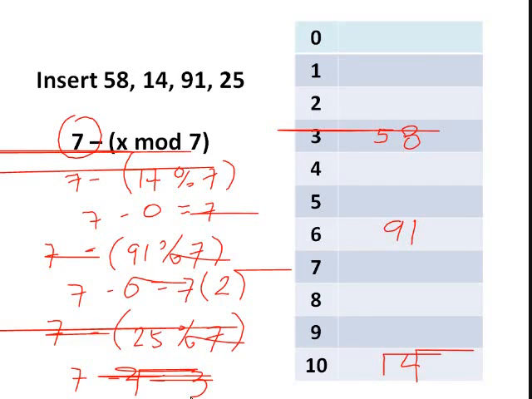Okay, then since the third cell from the supposed index is already occupied, and that's index 6, we multiply 3 by 2. So meaning to say, we will insert 25 in the 6th cell from the supposed index, and that's index 9. Okay, so we will insert 25 here. And that's how double hashing works.